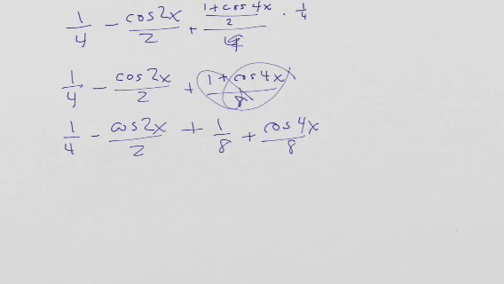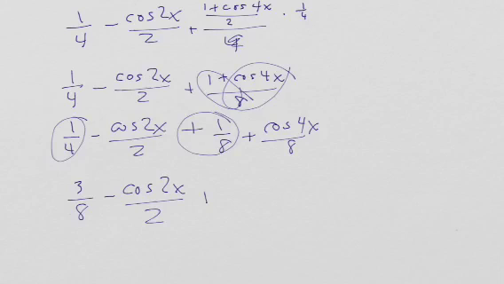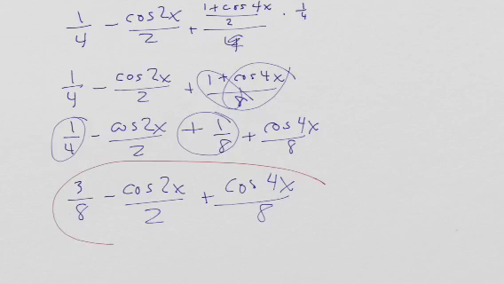Then I'm going to try to combine my like terms. And I've got 2 fractions here, 1/4, 1/8. 1/4 is the same as 2/8 plus 1/8 makes 3/8. There's my whole number term. And then minus cosine 2x over 2. And then plus cosine 4x over 8. And we have done what we've been asked to do, which is to rewrite that without any exponents.